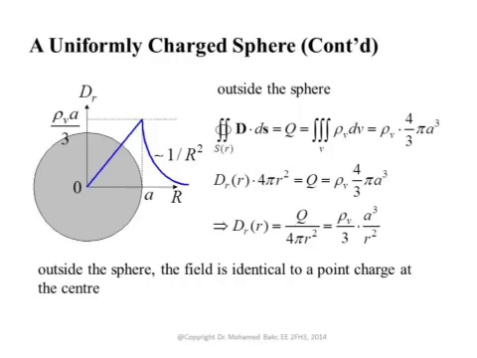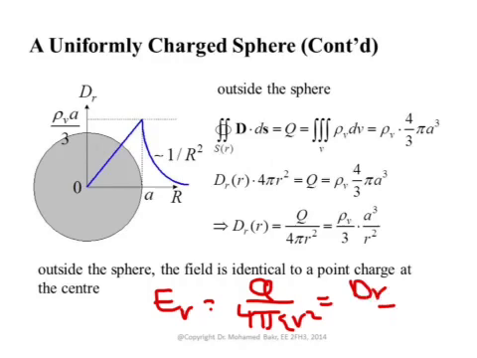Now, once I have D, of course I can get E, because E_r is nothing but D_r divided by epsilon, which is q over 4 pi epsilon r squared, and I know, of course, the direction of the electric field.